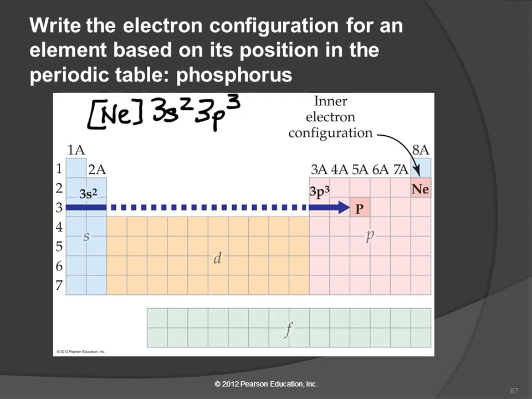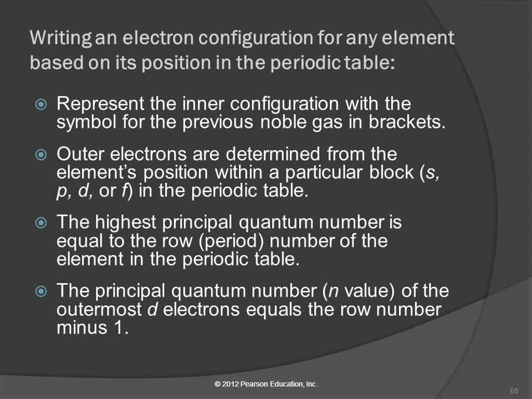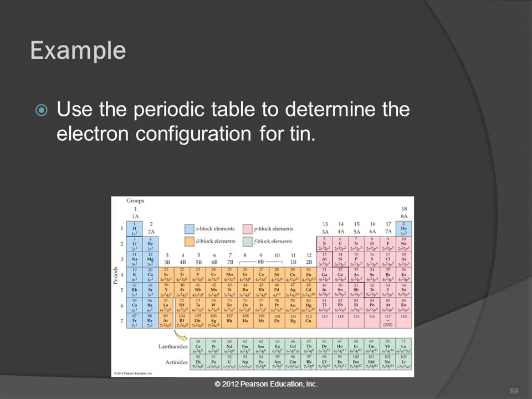So there's still understanding that is involved. But I think it's simpler because, I'm a visual person. I like to be able to see things. And the periodic table makes me feel like I'm seeing it, even though I'm not. So this is kind of instructions on how to do that. Represent the inner configuration with the previous noble gas in brackets, and then figure out the outer electrons and the highest quantum number, and so on. You can read that. May or may not be helpful.